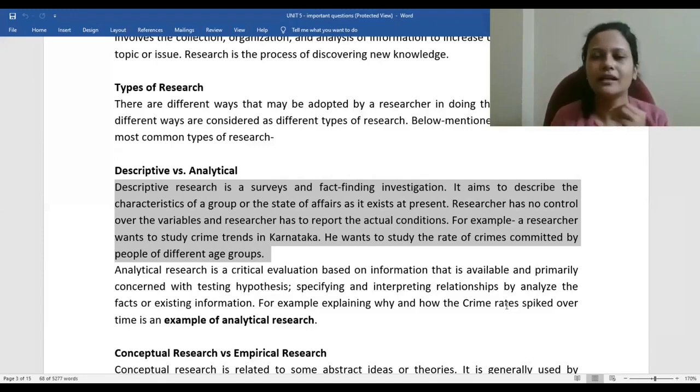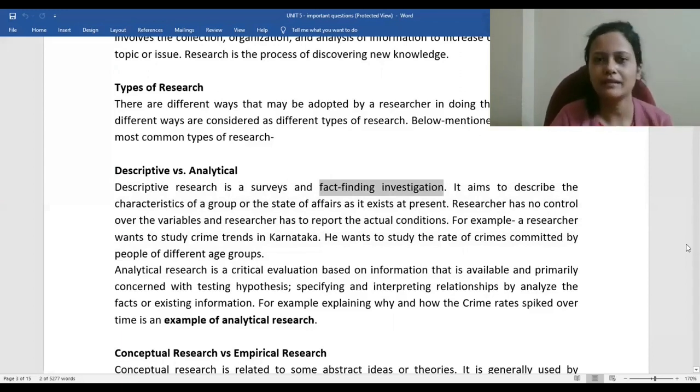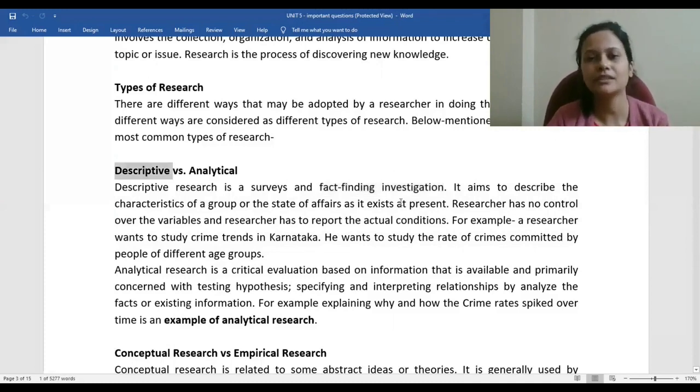So he cannot control the things. Whatever is there, that is there. He needs to collect it and describe it, put it in one document, right? He will do the research. So he will try to do a fact-finding investigation. He will try to figure out which age group is committing the highest rate of crimes, which the lowest, and which are in the mid-range, all that stuff. That means he will try to describe a certain fact which already exists and he cannot change anything over there.